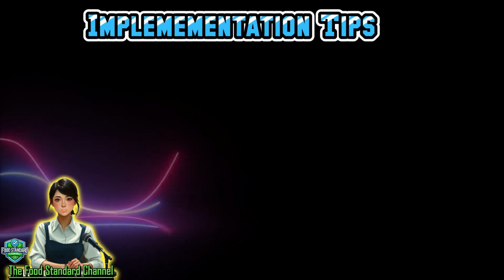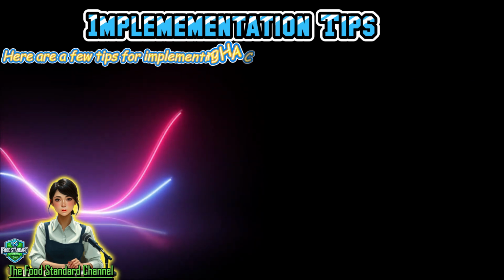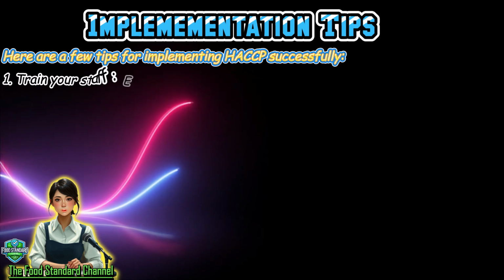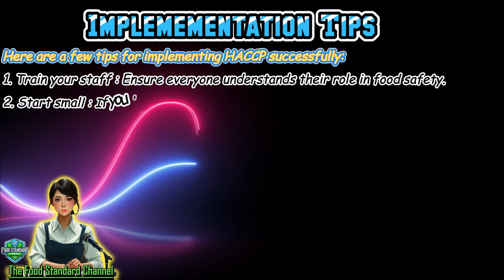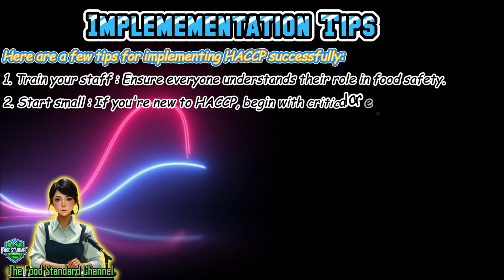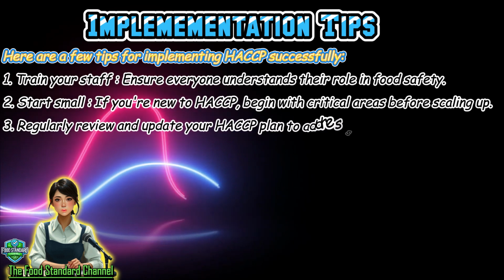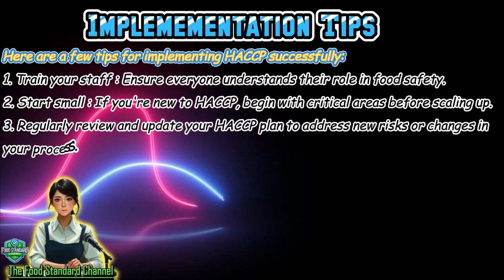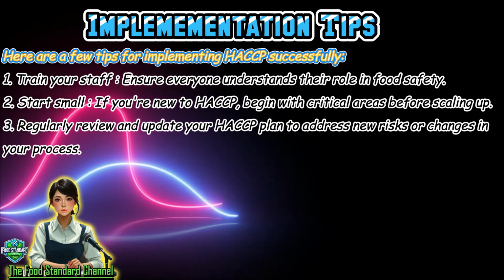Implementation tips. Here are a few tips for implementing HACCP successfully. 1. Train your staff. Ensure everyone understands their role in food safety. 2. Start small. If you're new to HACCP, begin with critical areas before scaling up. 3. Regularly review and update your HACCP plan to address new risks or changes in your process.